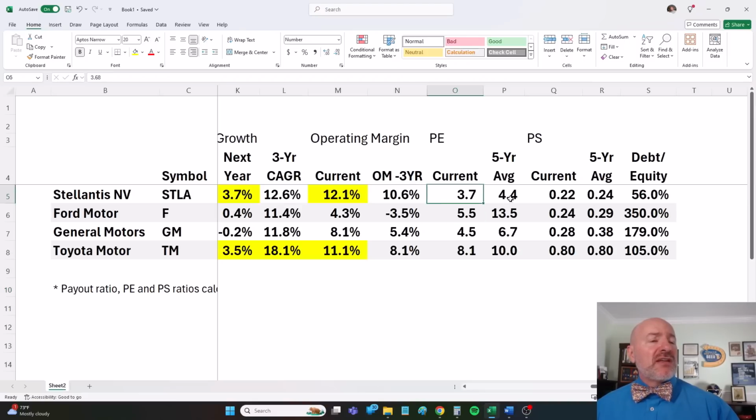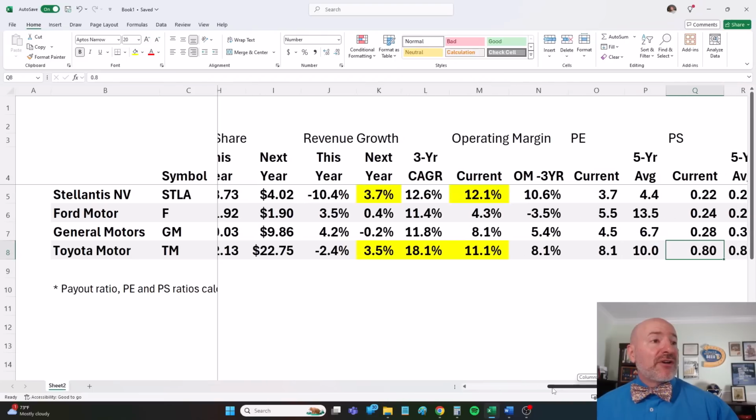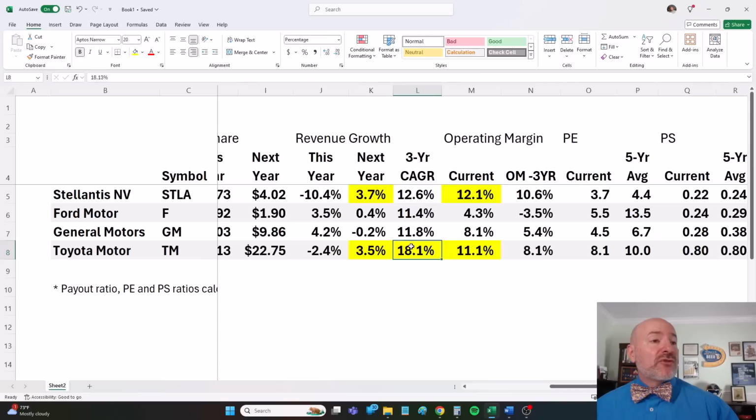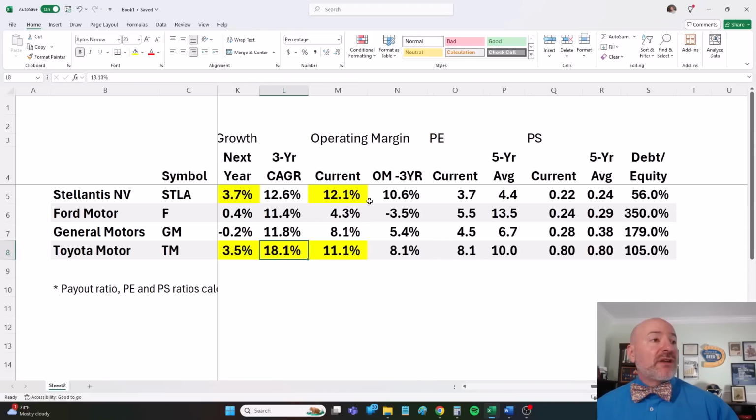For the PE, price to earnings, price to sales, obviously, Toyota is the most expensive, and it's probably for a reason. They've got very good earnings or revenue growth. They are growing faster than any other company as far as revenue, as far as sales. They've got one of the higher operating margins, and it's a durable operating margin. So investors are going to be willing to pay more for those shares than they would some of these other stocks.